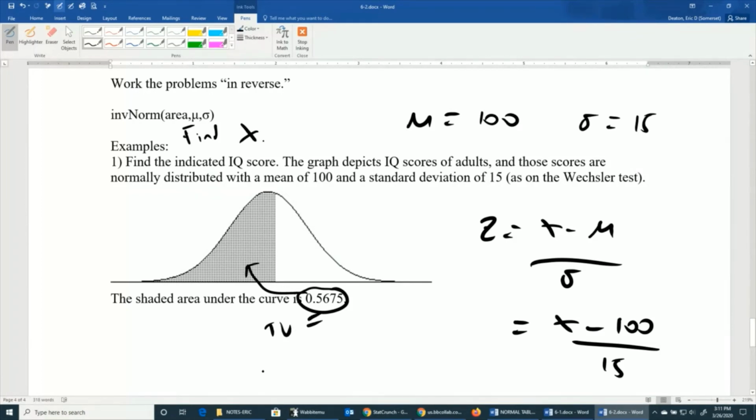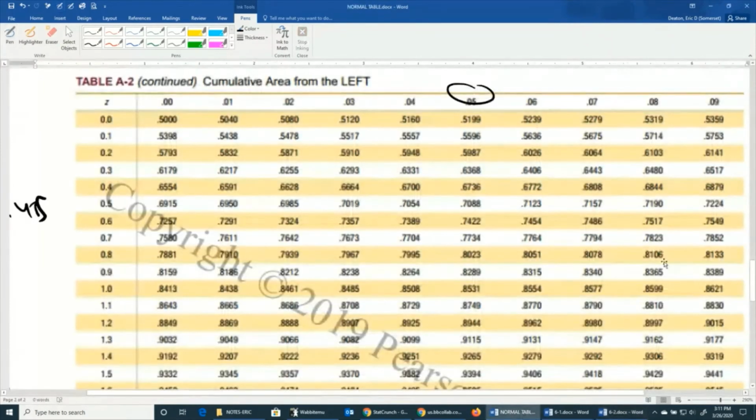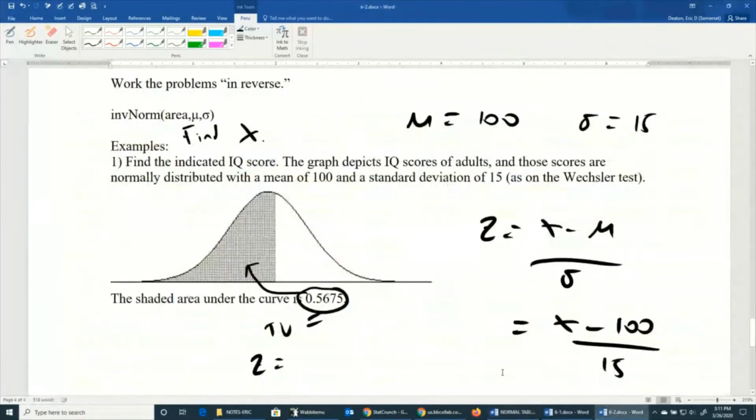So the z is the z for which the table value is 0.5675, because the table value gives you the area to the left, and this is the area to the left. So 0.5675 is right there. 0.17. And that's going to be my z in my formula.